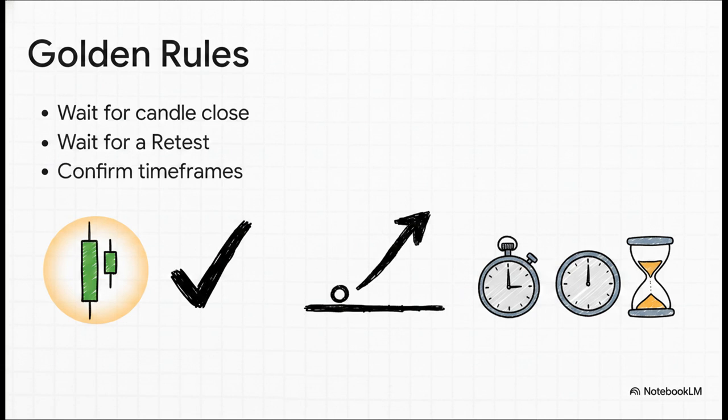Second rule, wait for a retest. This is an incredibly powerful concept. It's when a broken resistance level drops back down to become the new support. If it holds its ground there, your odds of a successful trade absolutely skyrocket. And third, confirm your setup across multiple time frames. If you spot a great setup on a 1-minute chart, just take a second to check the 5-minute and 15-minute charts to make sure you aren't trading against the bigger trend.